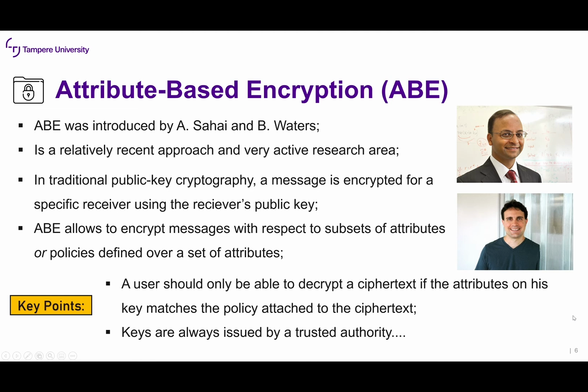Now, each user has a unique key that is based on a unique set of attributes. Every time that we encrypt a file, we attach a policy to the file. If a user tries to decrypt that file at a later point, the decryption will work if and only if the attributes that exist on that user's key satisfy the policy attached to the corresponding ciphertext. If this doesn't hold, then the decryption will fail. So this is the main idea.